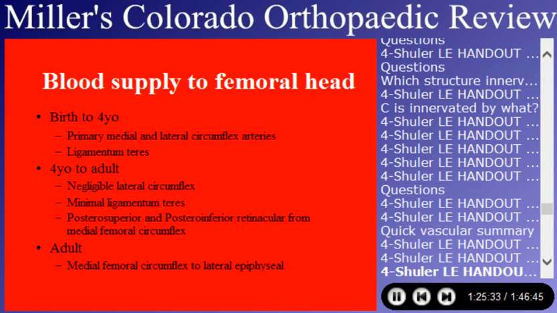The reason why is because the blood supply there is your posterior superior and posterior inferior retinacular from the medial femoral circumflex. The posterior superior was the one that was damaged in the antegrade femoral nail placement. And I have a diagram on that. Don't forget the adult is medial femoral circumflex. It comes up and around, goes to the lateral epiphyseal artery, which now goes to the blood supply to the head.